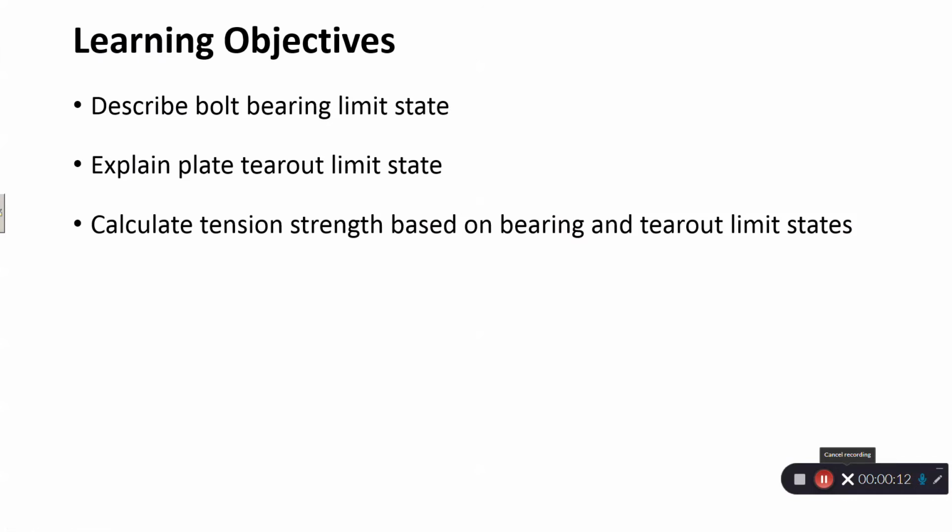In this video, I'm going to talk about the bearing and tail-out failure for a tension member. We're going to learn what the bolt bearing limit state and the tail-out limit state are and how to calculate them. We're going to continue the tension member example and determine the bearing and tail-out limit state for the tension connections.